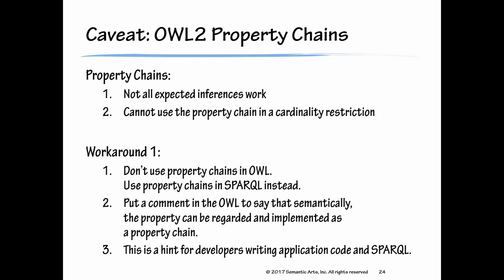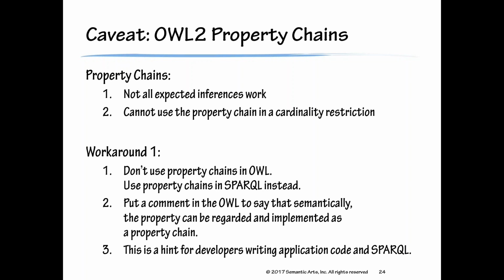OWL has a variety of limitations that come from the finer nuances of logic, and they made those simplifications to get better reasoning, and it's just one of those things that bites you in the butt. And so there are ways to work around that. For example, one way to work around that is to not use property chains in OWL, and instead, when you need to do a property chain, I'll just do it in SPARQL on the application side rather than in the model side.